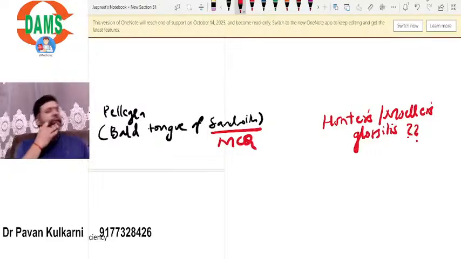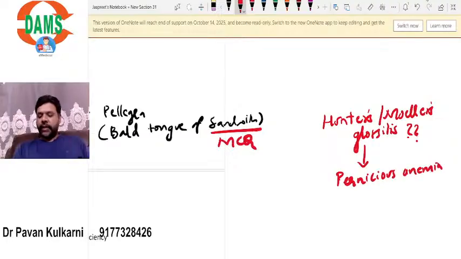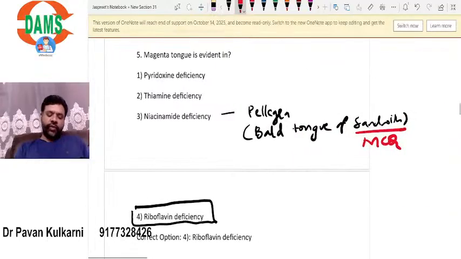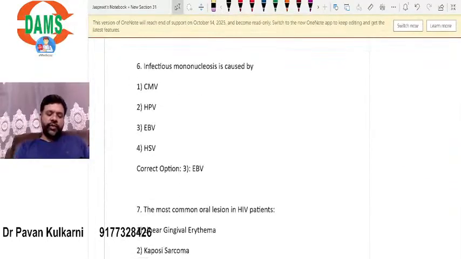Yes, vitamin B12 deficiency. Particularly, which type of anemia do we call it as? We see typically this in case of pernicious anemia. Not exactly all types of vitamin B12 deficiency, but it is broadly right that you see this in pernicious anemia, Hunter's or Moller's glossitis. So you are supposed to remember these names. Hunter's or Moller's glossitis is seen in. Bald tongue of sandwich is seen in. Okay, all these things you are supposed to remember. Okay, moving on to the next question.